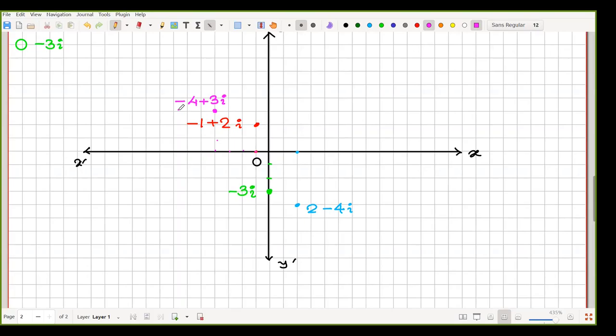Again, suppose we are representing 3 minus 2i. That means 1, 2, 3, and minus 2 is here. So that is representing 3 minus 2i. In that way, we can represent complex numbers in the plane, which is called the Argand diagram or Argand plane. It resembles the Cartesian coordinate system, but in this case we represent the point only as a complex number, not as the ordered pair, although we are using the concept of the ordered pair.